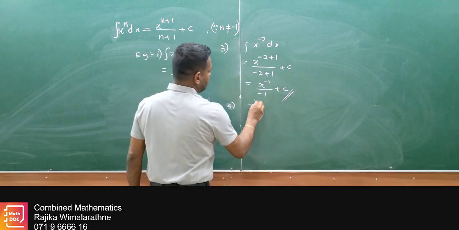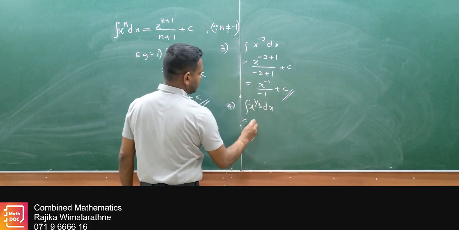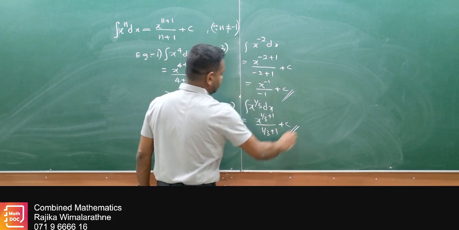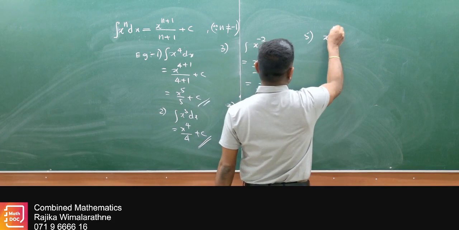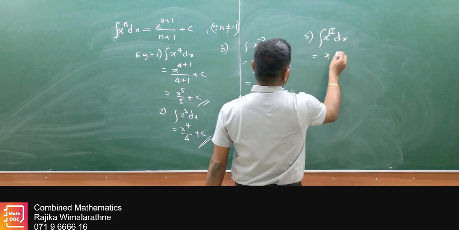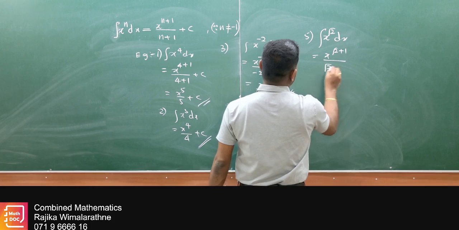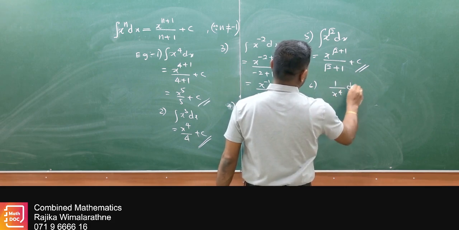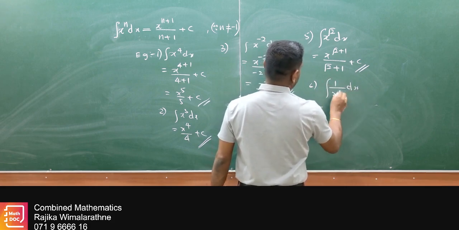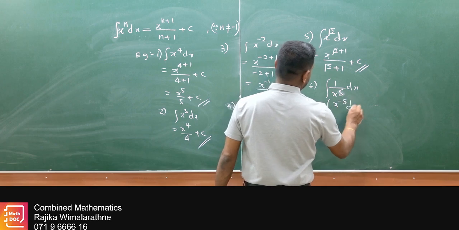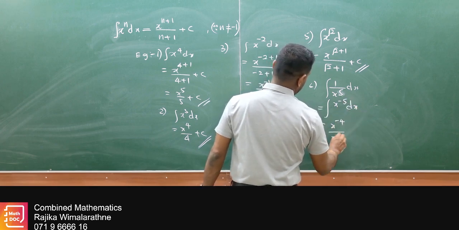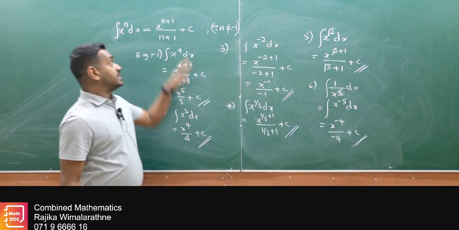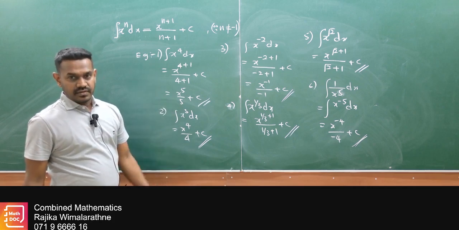For x to the power 1/3 integral, you can do the same: x to the power 1/3 plus 1 over 1/3 plus 1 plus c. 5: x to the power square root 2, you do the same, x to the power root 2 plus 1 over root 2 plus 1 plus c. 6: 1 over x to the power 4 dx, that is x to the power minus 4 dx, x to the power minus 4 over minus 4 plus c. Likewise, you can directly write. So by this, you can take many polynomial types.